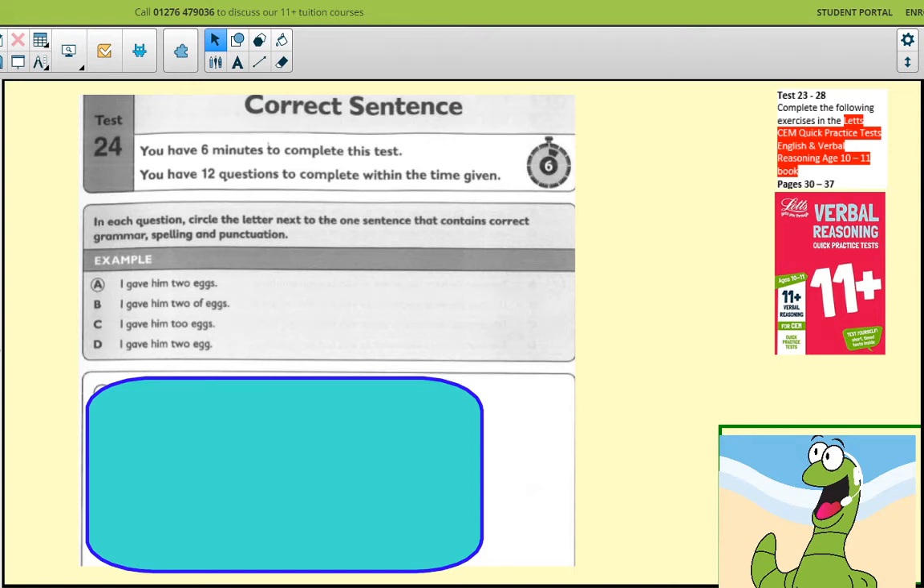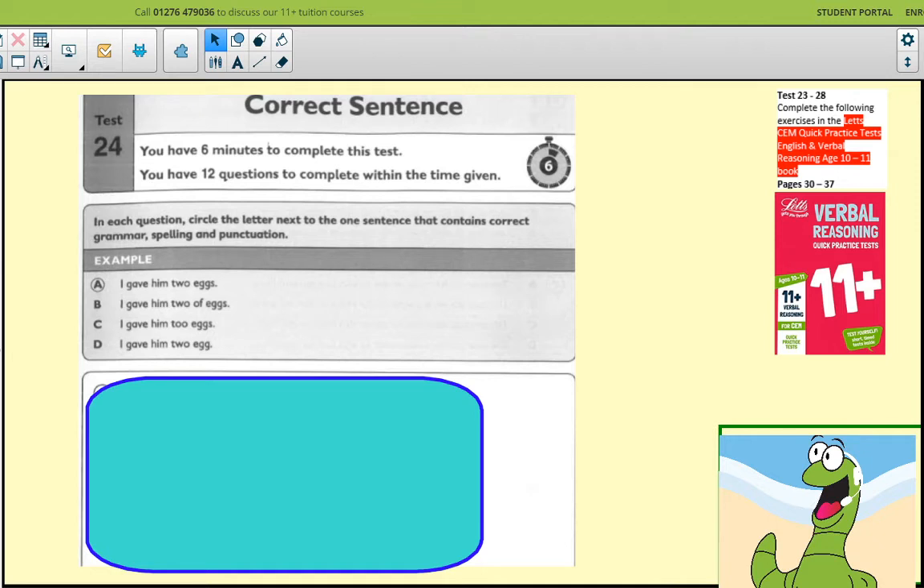And moving on to test 24. This time you had 12 questions to complete in 6 minutes. So roughly 30 seconds to be spent on each question. Now this time you had to circle the letter next to the one sentence that contains correct grammar, spelling and punctuation. So you need to read the sentences in your head or aloud if that helps you, although you won't be able to do that in the exam. But if it helps you for now, for homework, you can read it aloud.